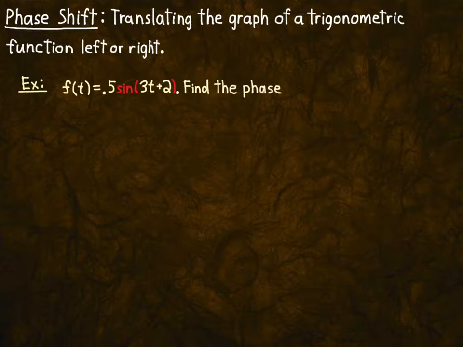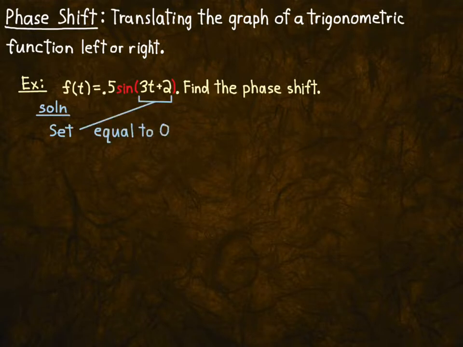You have a plus or minus something on the end of the t term, inside of the sine here. So my example here is f of t equals 0.5 sine of the quantity 3t plus 2, and it says find the phase shift. Well, this is easier than you might think. You just set the stuff inside the sine equal to 0 and solve.